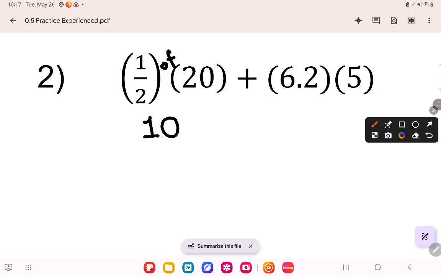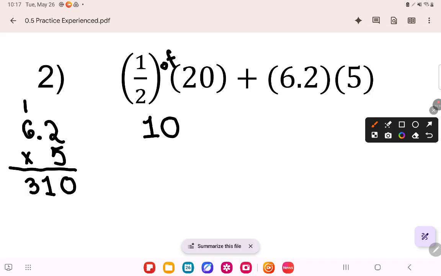Beautiful. Now for 6.2 times 5, I'm going to do some side work here. I call it decimal denial when I'm multiplying with decimals, but basically I'm going to ignore the decimal at first while I multiply and multiply as usual. So 5 times 2 is 10. 6 times 5 is 30. Add in that 1 and I get 31.